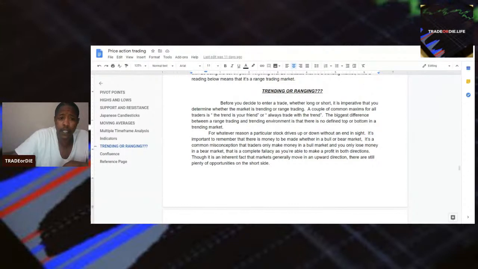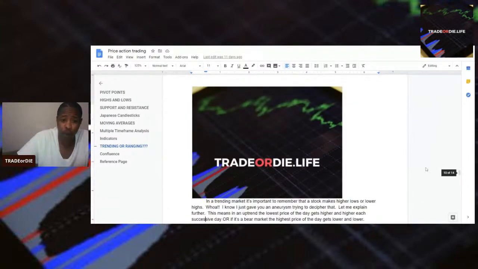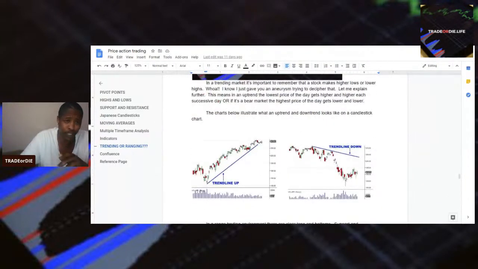But all right, so a common misconception is that traders only make money in the bull market and you only lose money in the bear market. That's a complete fallacy. You're able to make profit in both directions, especially in forex, because there's so much liquidity. So it would behoove you to figure out what the market is.